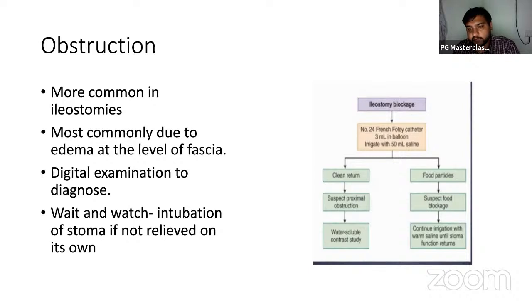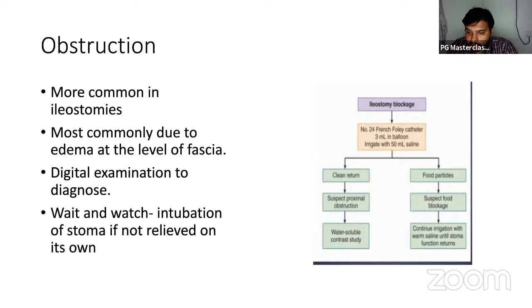If there is a clean return, whatever we have inserted comes out through the stoma within a few minutes or immediately, then we have to suspect a proximal obstruction, usually in cases of Crohn's disease. A water soluble contrast study, either CT abdomen pelvis or barium follow through, is done in these cases. If on giving this 50 ml saline challenge, food particles come, we have to suspect there is a food blockage. We have to continue irrigation with warm saline until stoma function returns.